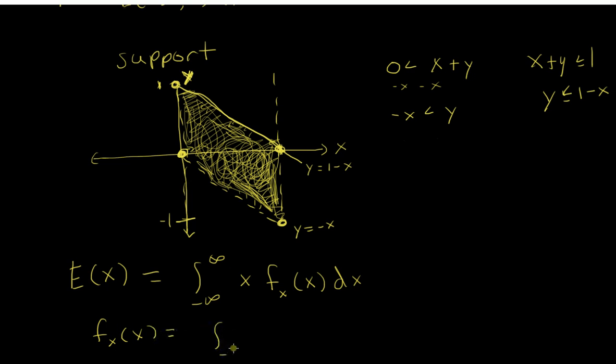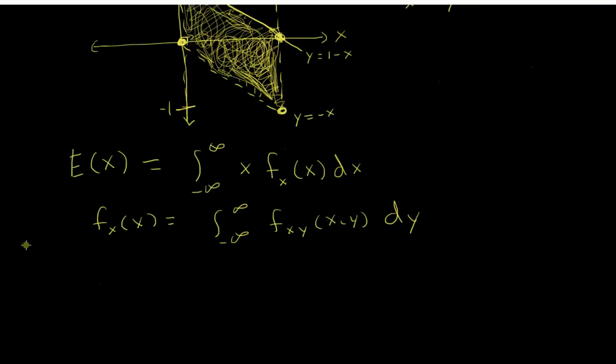This is the integral from negative infinity to infinity of the joint distribution, and I've integrated out y. Actually, I could plug this in there, so let me go ahead and do that. The expected value of x, or mu, is the same thing as the mu of x.